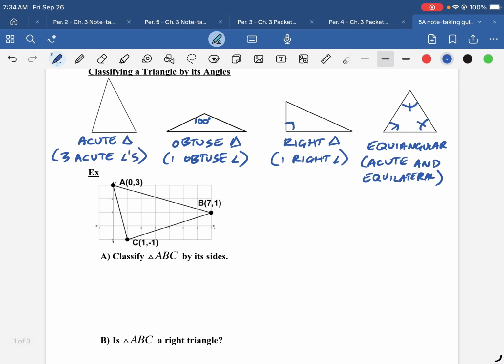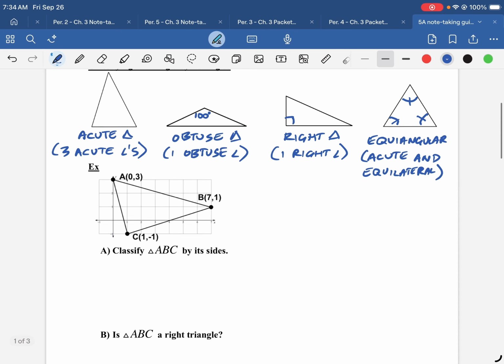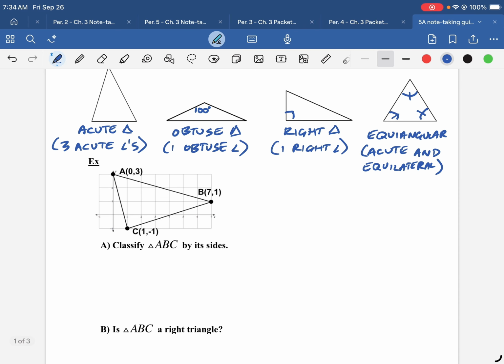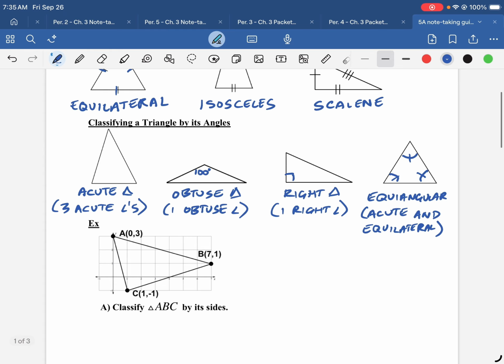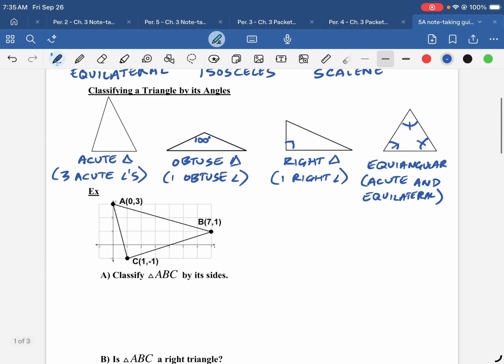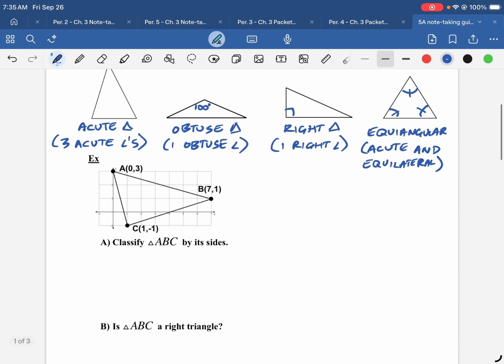All right. So in this example, we're going to classify this triangle by its sides. What we want to do is find the length of all 3 sides. You could eyeball it, and by the sides we're looking at equilateral, isosceles, or scalene. So you could make a guess. It sure doesn't look equilateral to me, but I want to find the actual lengths of the sides just to make sure. So I'm going to use the distance formula here.